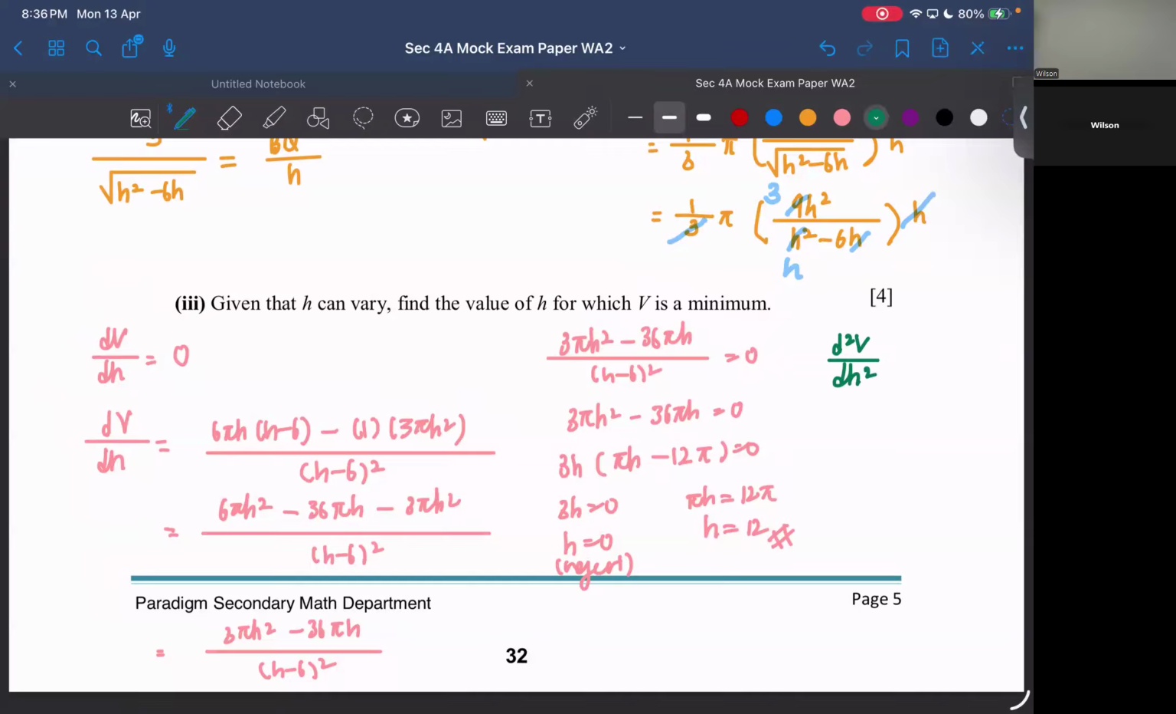Wait, why are you eliminating 6 pi h? Okay. Oh no, then 36 pi. Okay, wait. Do you want to use your first derivative test or your second derivative? Both also can, either second. This is second. Okay, now let's do this atrocious differentiation.